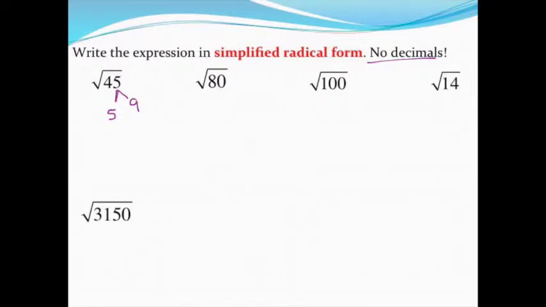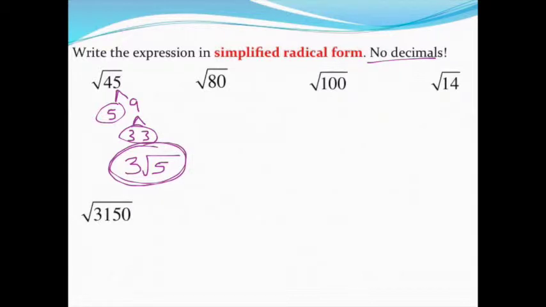So 5 is prime, but 9's not. 9 can be factored into 3 times 3. Once you've factored all the way, you want to look for pairs of numbers in your prime numbers. So I see that I have a pair of 3s. Any pairs that you have get to come out of the square root. So that pair of 3s will be out front. Any single numbers that were left over, like that 5, are stuck inside the square root. So to simplify square root of 45, my simplified answer is 3 times the square root of 5.